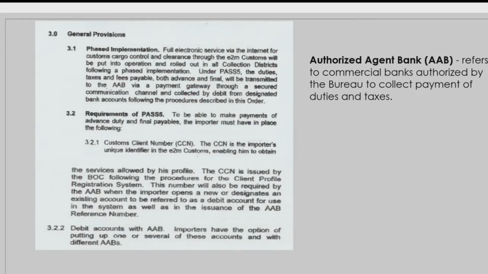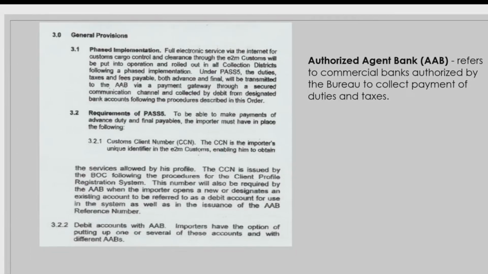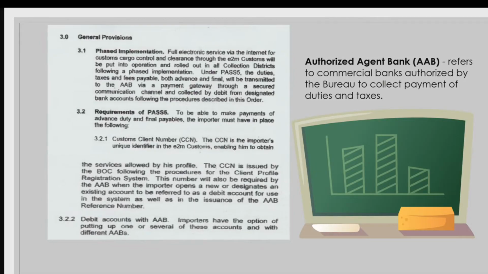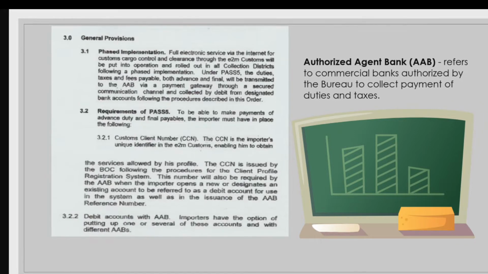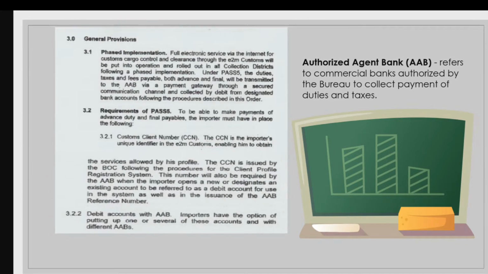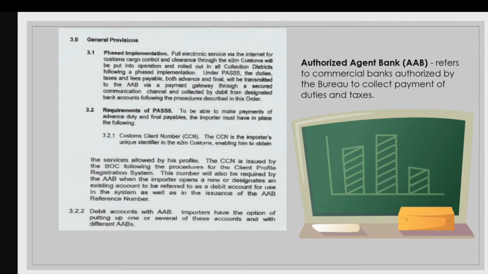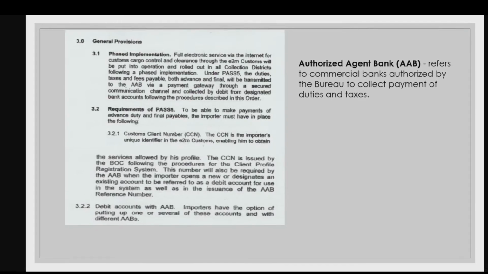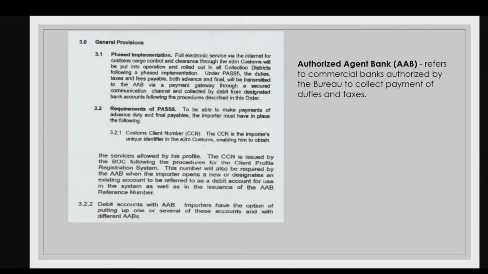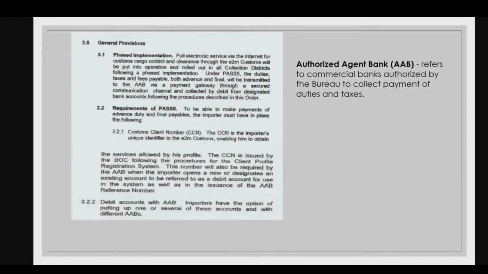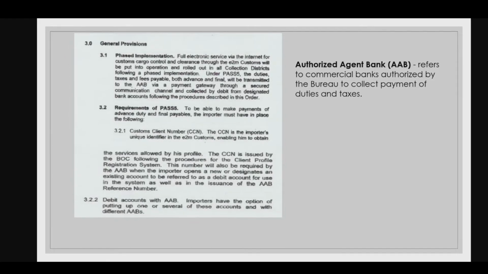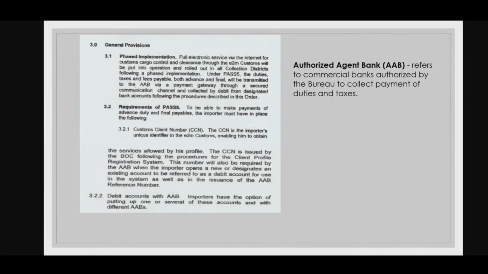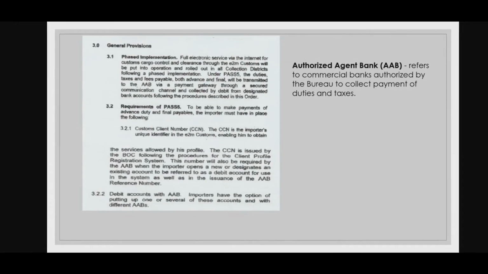General provisions. Phased implementation. Full electronic service via the internet for customs cargo control and clearance through the E2M customs will be put into operation and rolled out in all collection districts following a phased implementation. Under PASS5, the duties, taxes, and fees payable, both advance and final, will be transmitted to the authorized agent bank via a payment gateway through a secured communication channel and collected by debit from designated bank accounts following the procedures described in this order. So for us to know, the authorized agent banks refers to the commercial banks authorized by the Bureau to collect payment of duties and taxes.